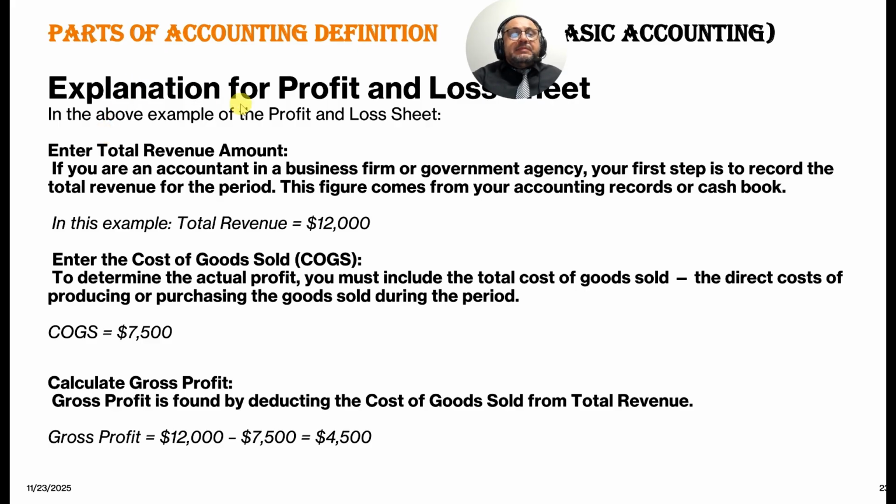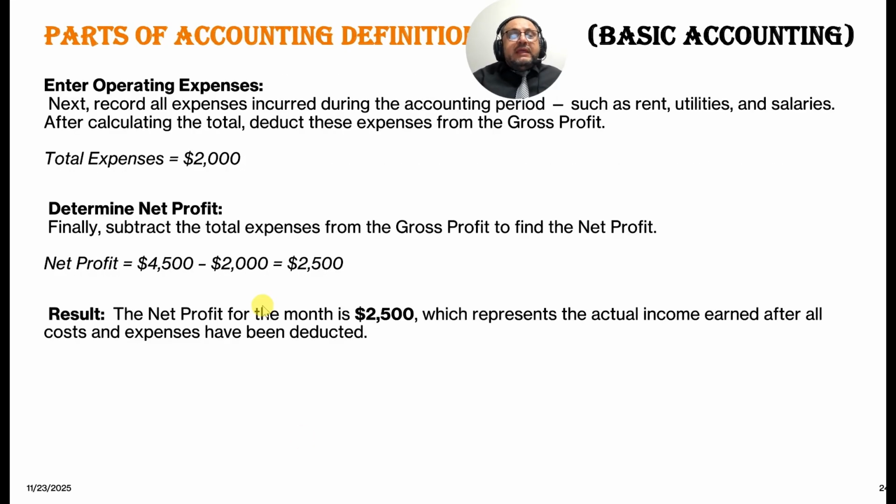I have explained each part of the explanation for the profit and loss sheet, how to enter the revenues. I have explained each part of it. See why there is 7,500 of cost of goods sold. This is the gross sale, why it comes. Then how did I receive $4,500? Why total expenses of 2,000, and how did we find out that 2,500 is our net profit? This is the next video I'm going to teach you.